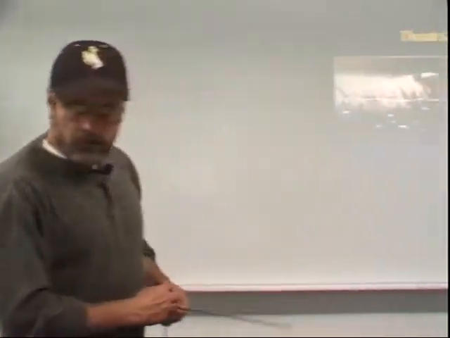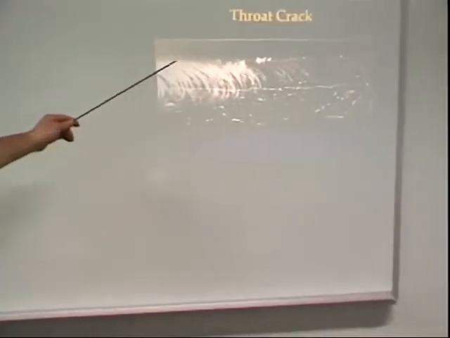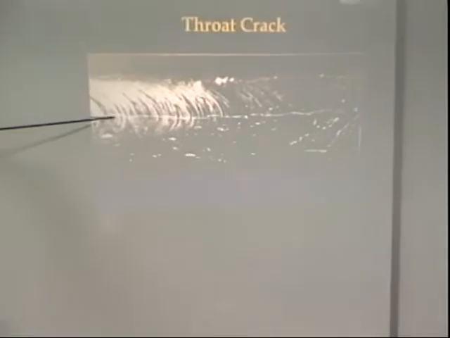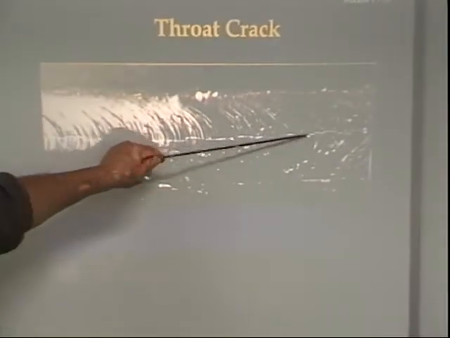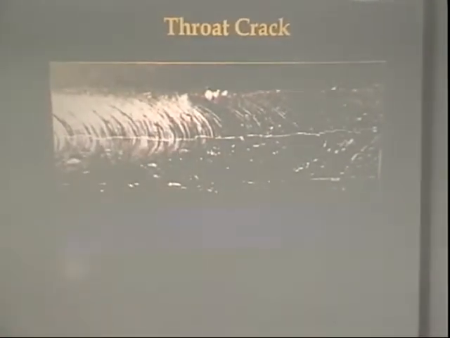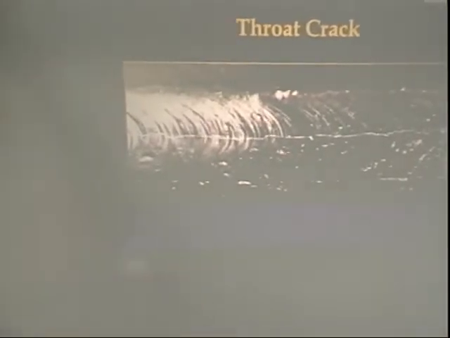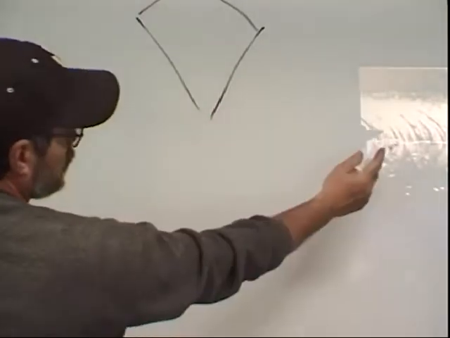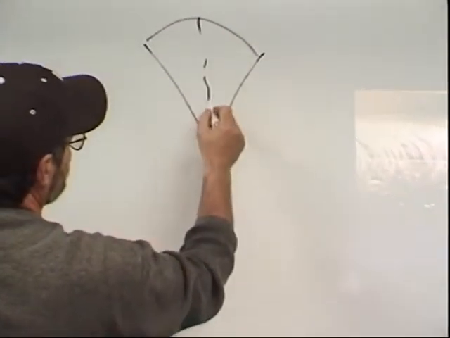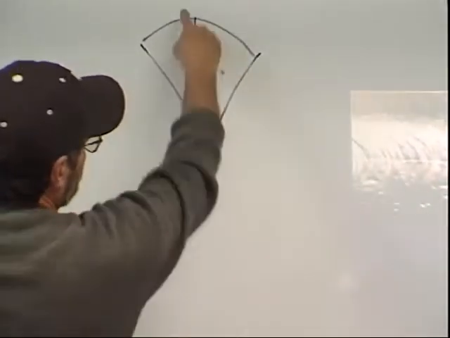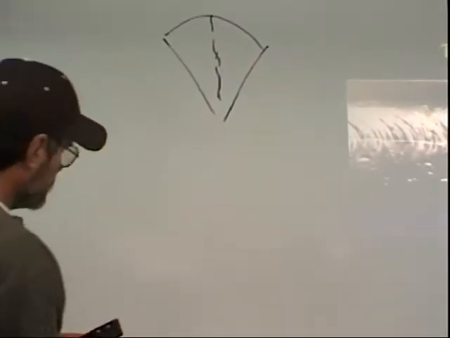Here's a picture of a throat crack. You have this in your textbook. It's figure 9.4, and it's running right down the center through the throat. If we were to draw a picture of that, when they were talking about a throat crack, not only do you see it exposed to the surface, but it's running down through here. And so it's running through the throat of the weld.